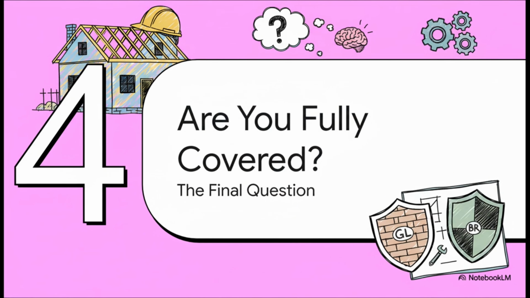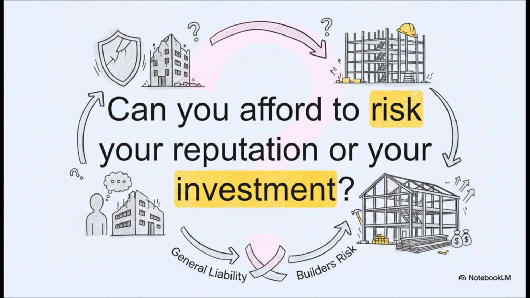So let's circle all the way back to that question I asked at the beginning. Now that you know the difference, I want you to really think about the project you're on right now or the one you're about to start. Think of it this way. General liability protects your reputation from a lawsuit that could absolutely ruin you. Builder's risk protects the massive financial investment you have sitting on that job site. So the real question isn't which one do you need, it's can you honestly afford to risk either one of them?